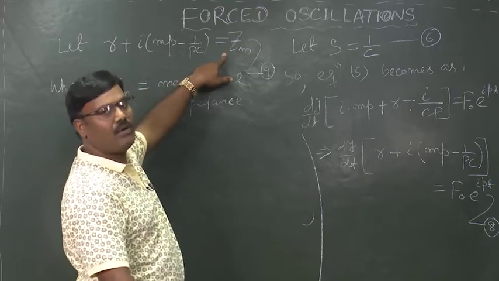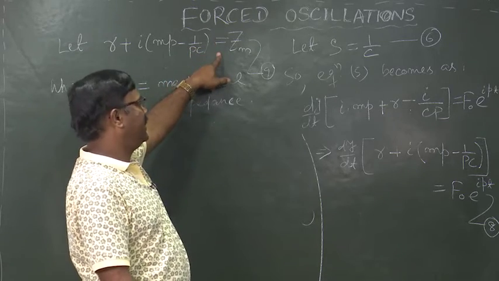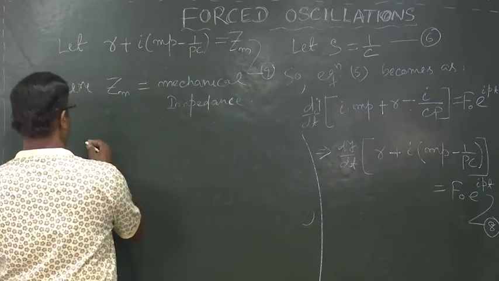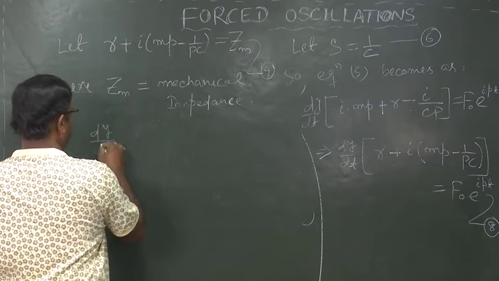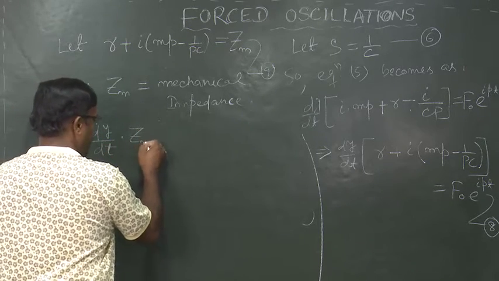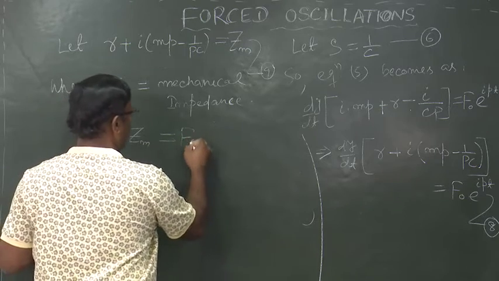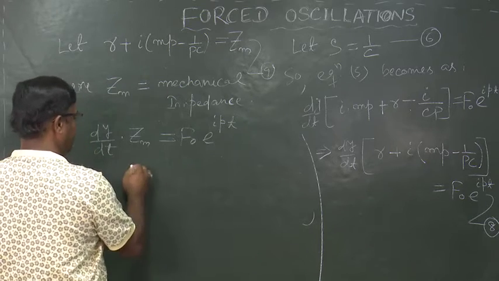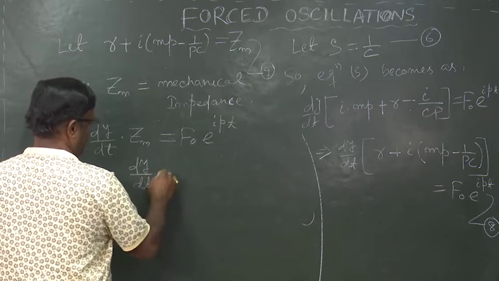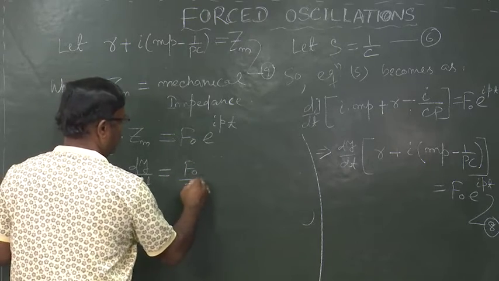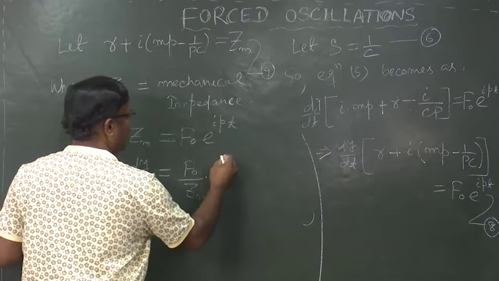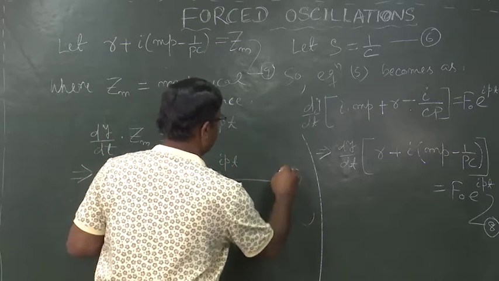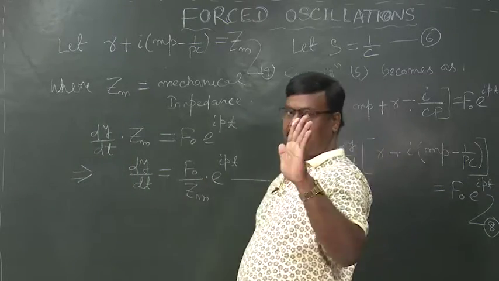Now, putting the value of Zm from equation 9 in our equation 8, we can write dy by dt into Zm is equal to f0 e to the power iPt, which implies dy by dt is equal to f0 by Zm into e to the power iPt. This is equation 10.